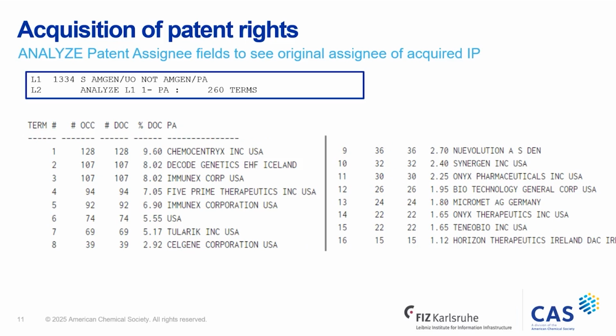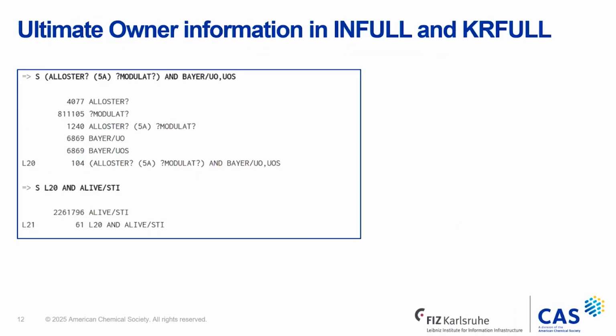When we do an analysis on the patent assignee field, so that original assignee, we can see where that acquired IP came from. We get an ordered list of the various original assignees of these documents, and a big picture of where these IP acquisitions have come from, where the original rights were assigned, and how they have gotten to this place now. Again, ultimate owner information is now available in IN full and KR full.